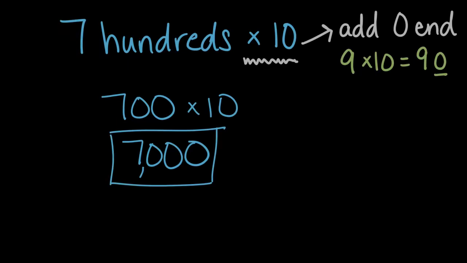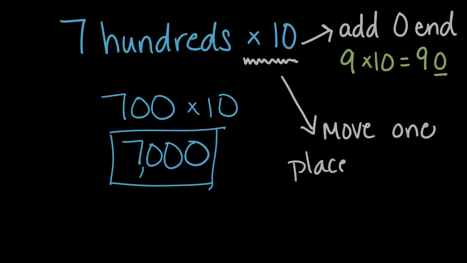But there's another pattern we could use here, another pattern to think about when we multiply by 10, and that is that when we multiply by 10, we move every digit one place value left, or one place value greater. So let's look at that one on a place value chart.